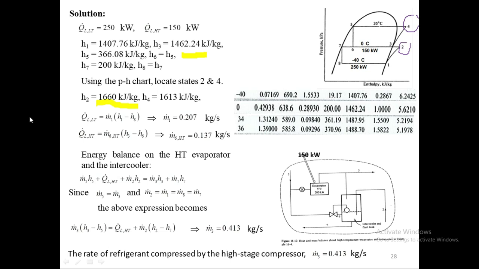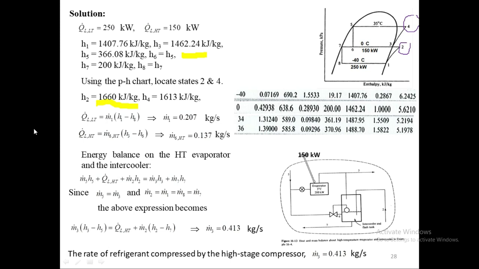Now, as I said, because we have been given the refrigerating capacity of the low temperature evaporator, this one, it is H1 minus H8 into M dot 1, because we already know this value. This is 250 kilowatt. So if you replace the values, I have H1 and I have H8, and H7 is the same. So I can get M dot 1 as 0.207.